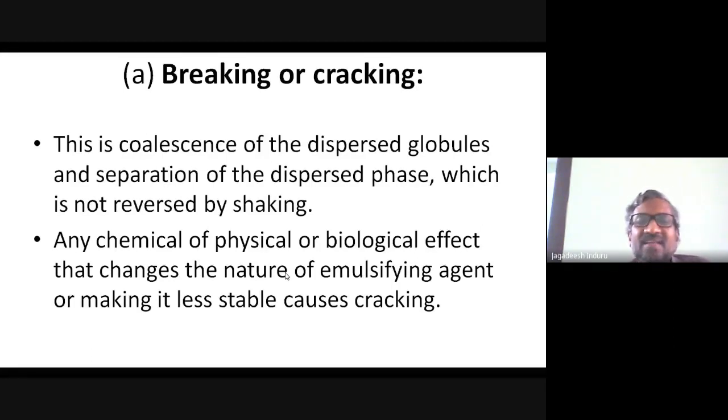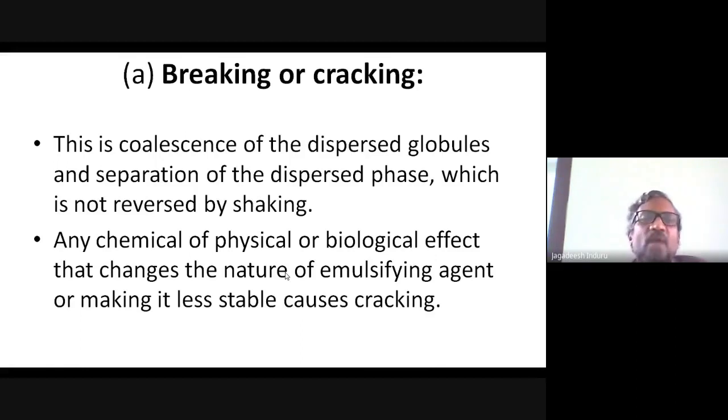So any chemical, physical or biological effect that changes the nature of the emulgent, making it less stable, causes this cracking. So what are the changes? This is very important for your exam. What do you do for prevention of cracking and breaking of emulsion and enhancement of stability? You want a longer shelf life, so you do accelerated stability testing, like increasing the temperature, using a centrifuge and agitation for the emulsions, to see whether breaking is taking place or not. So we need to study these three factors, chemical, physical and biological effects on these emulgents that will cause cracking.